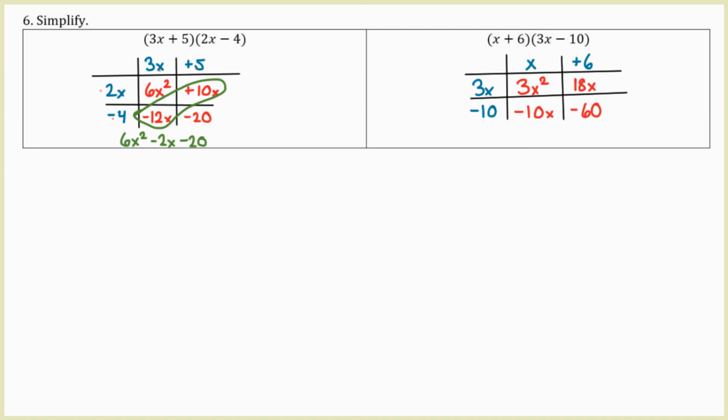Let's go ahead and collect like terms now. The 3x squared has nobody to go with. These guys get collected: negative 10 plus 18 is a positive 8x. And then the negative 60 doesn't have anything to go with it.